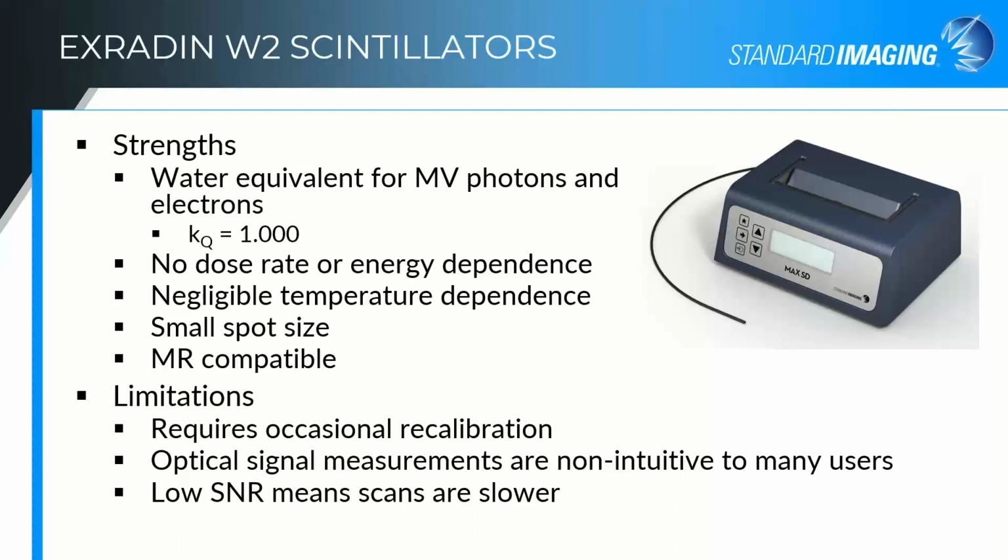Limitations of the W2 are that you do have to recalibrate it occasionally as that plastic accumulates dose. The optical signal measurements actually are somewhat non-intuitive to many users. We're used to ion chambers, we're used to diodes. We feel like we're a little bit out of our depth when we suddenly step into optics. And so it's something that you do have to take a little time to familiarize yourself with, use it for a while, get used to it, and get over that learning curve. So that is a bit of a limitation. And the low signal of the detector itself means that your scans are a little bit slower.